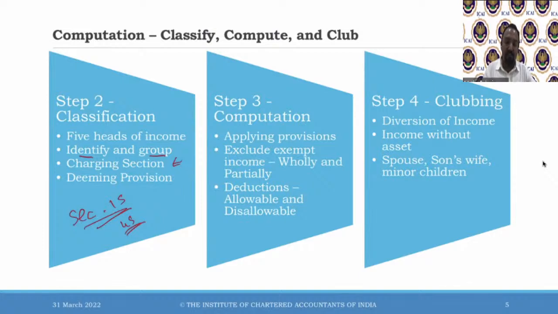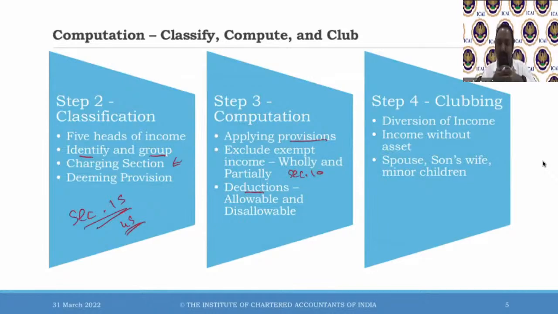And the third step is computation. So you apply each of these provisions. Exclude exempt income, which is categorized under section 10, which is either wholly exempt or partially exempt. Then provide for deductions, which is allowable expenditure, not allowable. This deduction, whatever we are saying, is not chapter 6A. What we are saying here is whatever is allowed. For example, in business or profession, there are various expenditures which are allowed, and there are various expenditures which are actually not allowed. So categorize accordingly. Provide allowable expenses and disallow expenses which are not allowed under the provisions of the Act. So that is step 3.